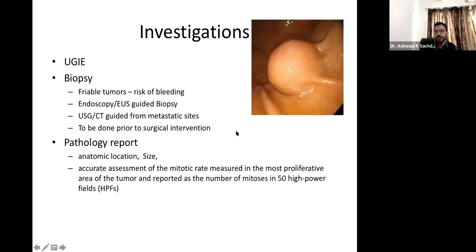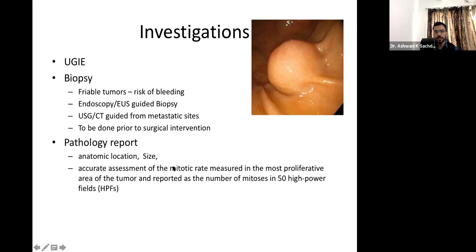Investigation for GIST is upper GI endoscopy. As you can see, they are usually submucosal lesions with intact mucosa, and biopsy to be done in case of friable tumors. But there is risk of bleeding with the biopsy. And endoscopy or EUS guided biopsy can be tried in case of submucosal lesion. EUS guided biopsy is done. If there are metastatic sites, then ultrasound or CT guided biopsy to be done prior to any surgical intervention.